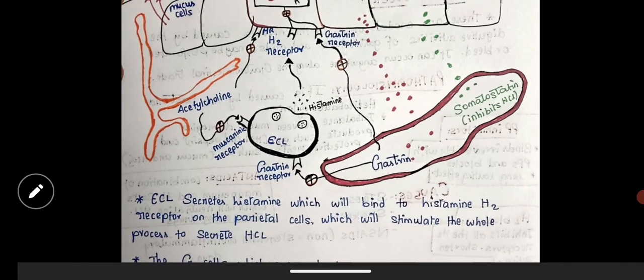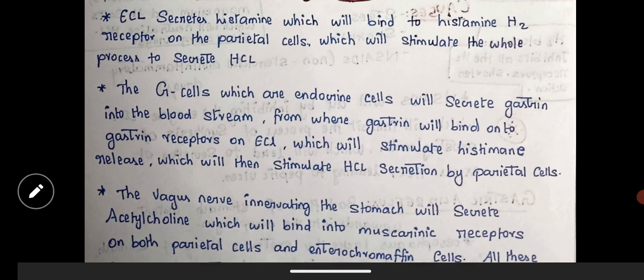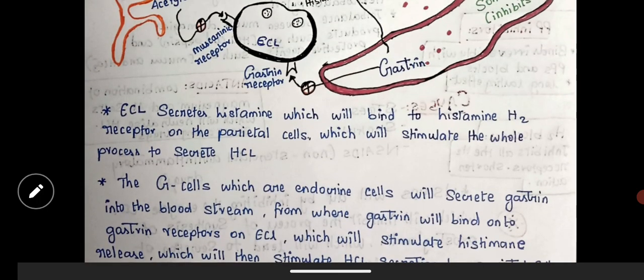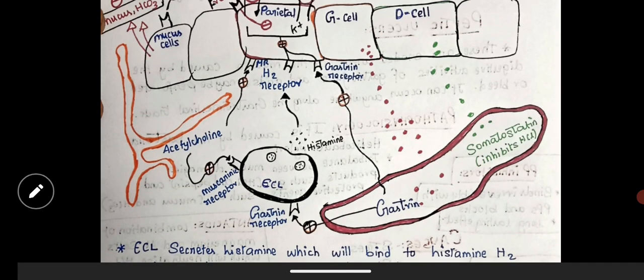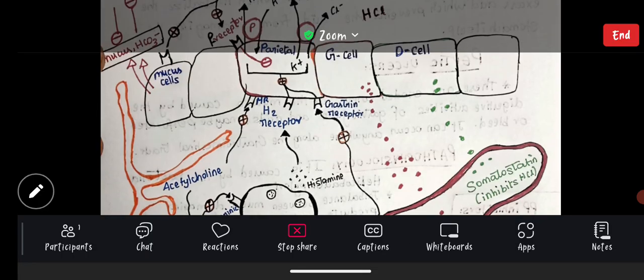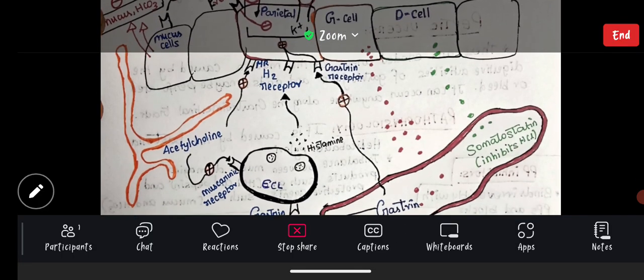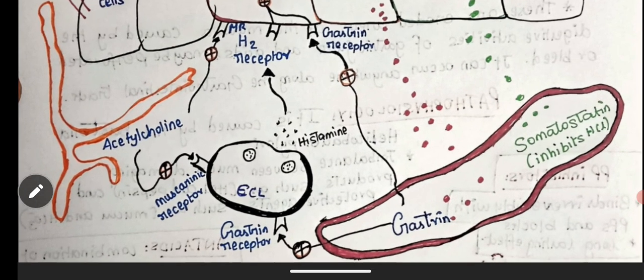So that's what I have written in the second point: these cells, which are endocrine cells, will secrete gastrin into the bloodstream, from where gastrin will bind onto the gastrin receptors on the ECL, which will stimulate histamine release, which will then stimulate HCl secretion by parietal cells. Then we have the vagus nerve, which I have drawn in orange color, which secretes acetylcholine at the nerve endings.